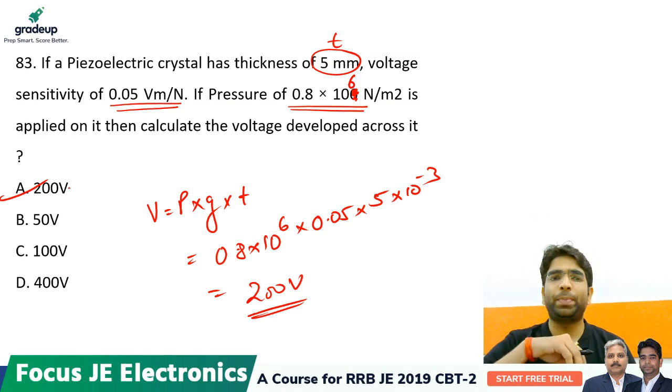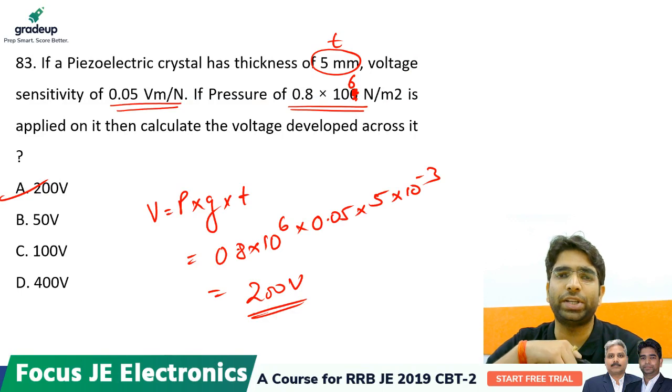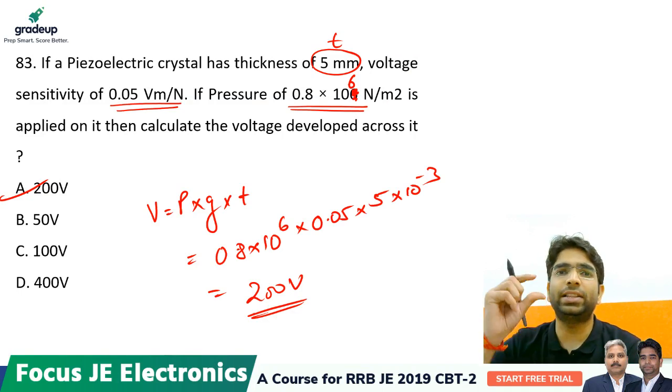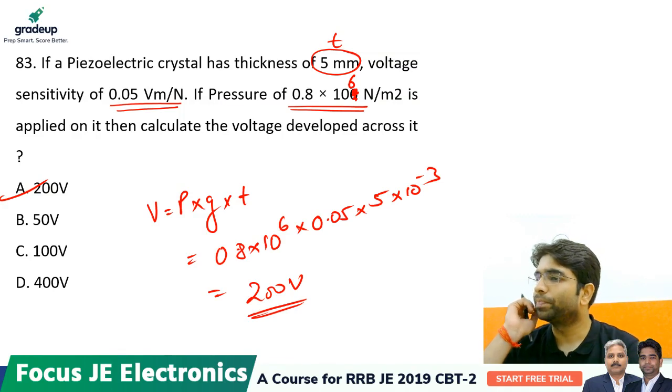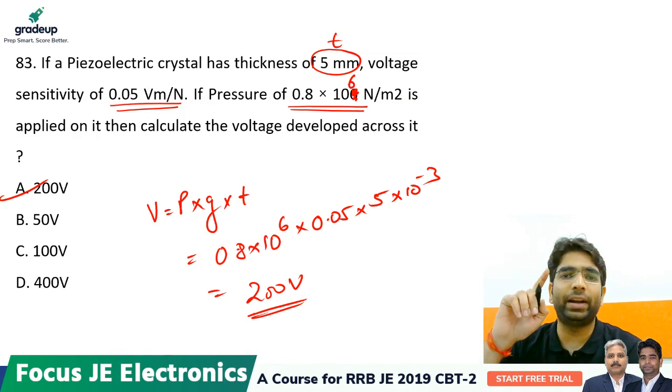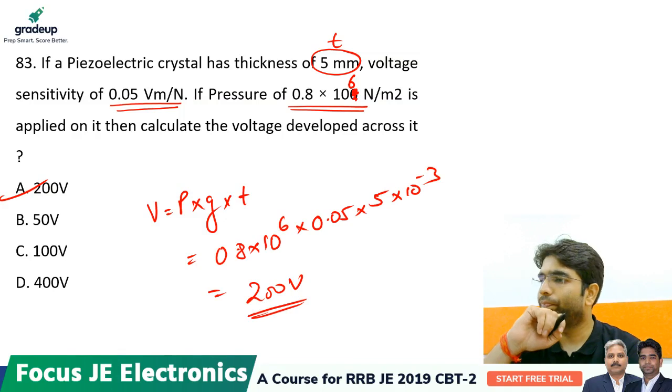It is P into G into T. Voltage developed across a piezoelectric crystal is P into G into T. P is the pressure, G is the sensitivity of the crystal, T is the thickness of the crystal. Please mind the values.